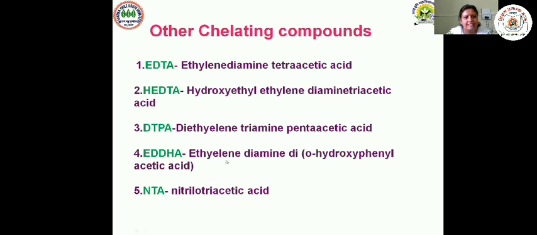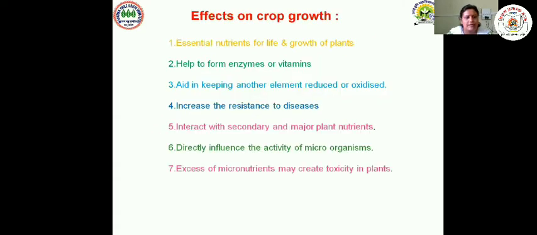These are the synthetic types of the chelates: EDTA, ethylene diamine tetraacetic acid; hydroxyethyl ethylene diamine triacetic acid; diethylene triamine pentaacetic acid; ethylene diamine dihydroxyphenyl acetic acid; nitrilotriacetic acid. What are the effects of these micronutrients on the crop growth?